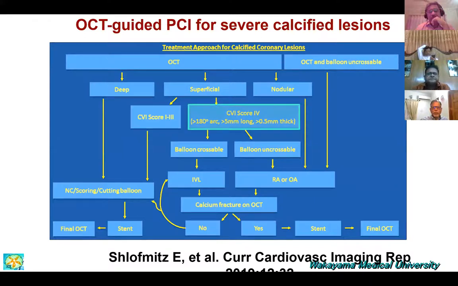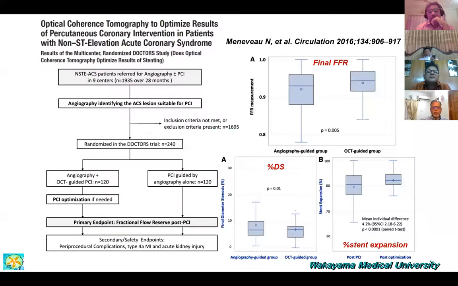Anyway, using the scoring system, if the score is more than 4.0 or 3, try to use lesion modification with a rotablator or shock wave, and after confirming the calcium fracture, you can put in a stent. So it is important to confirm the calcium fracture, as shown in this slide. This is recent data comparing angio guidance and OCT guidance in cases with non-STEMI. Using OCT demonstrated a better final FFR, a smaller percent diameter stenosis, and a good MSA.